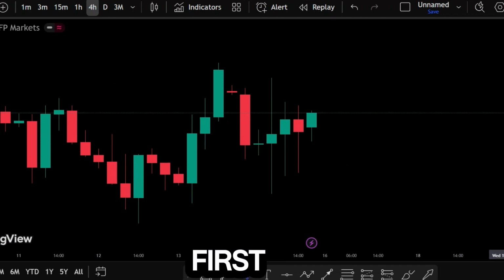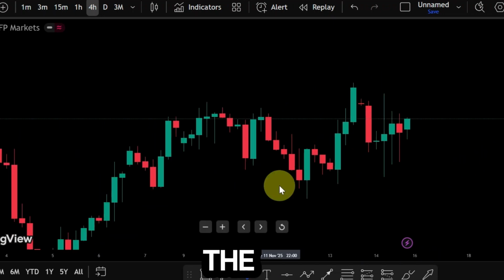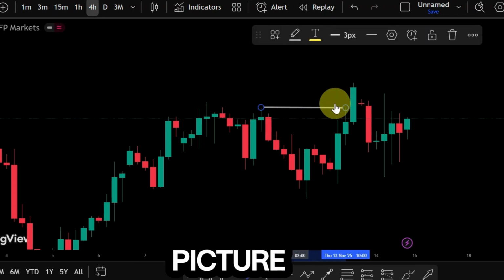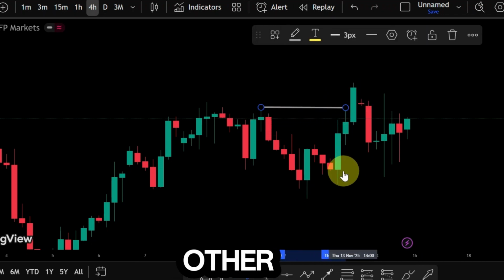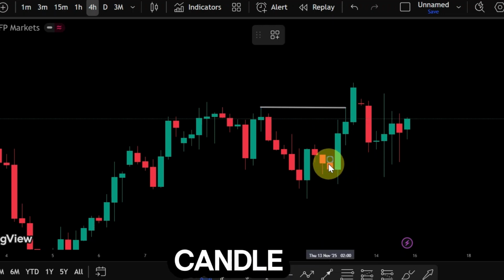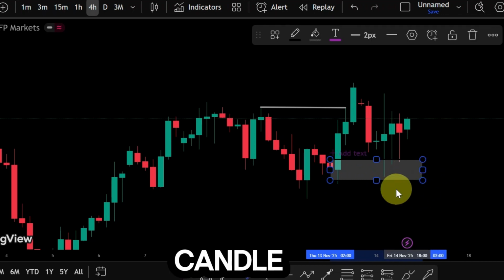To do this, the first thing is for us to mark the break of structure to the upside. That's the first thing. So at this place, there's a break of structure to the upside. We'll look for the order block that caused this break of structure, and you can see the order block candlestick is this particular grey candle. So we have to draw out the order block candlestick.